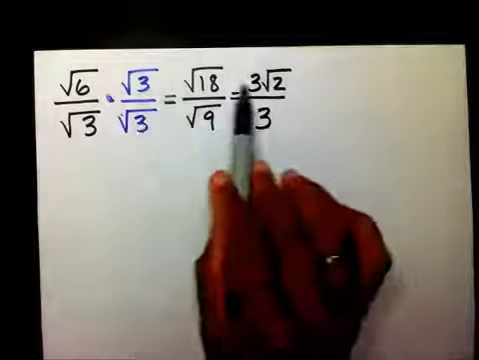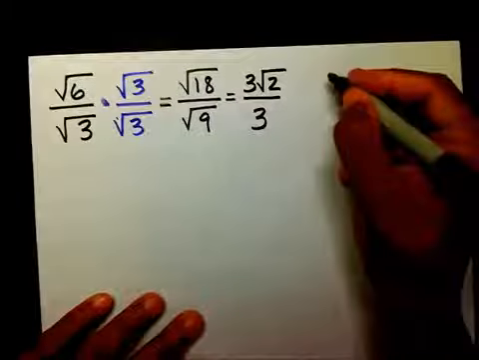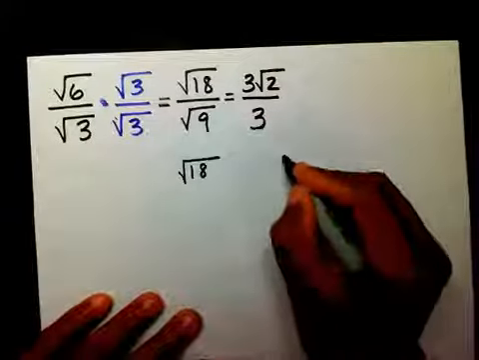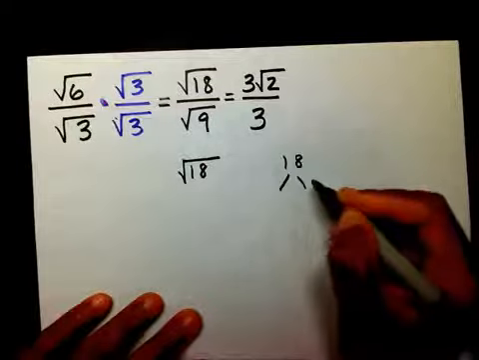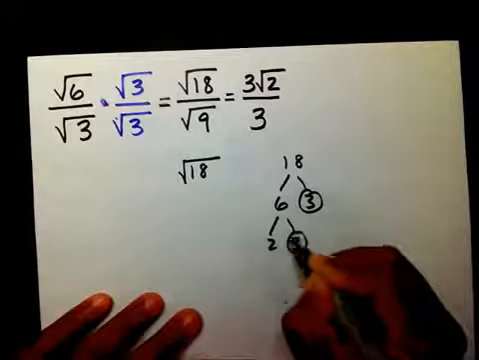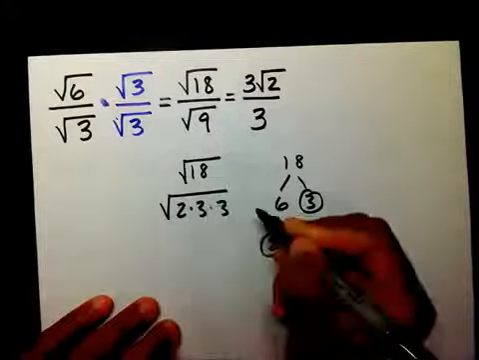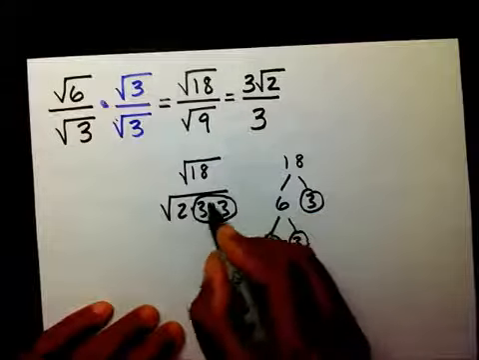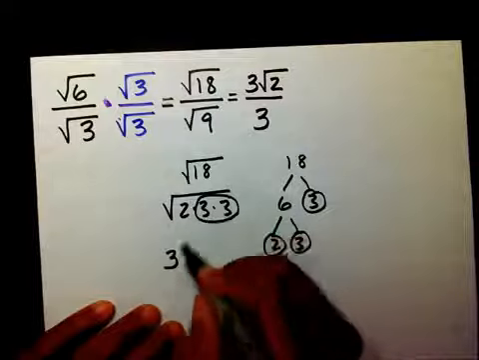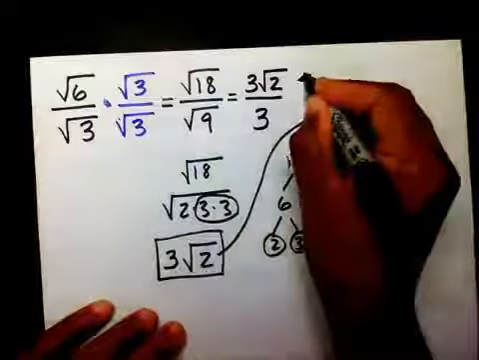Now, if you don't understand how I went from this point to this point, let's just do that process right now. I had radical 18, so I'm going to make a factor tree for 18: 6 and 3, 2 and 3. So my prime factorization is 2 times 3 times 3. 3 times 3 is 9. We said 9 is a perfect square. So radical 9 is 3, giving you 3 radical 2. So this is how you got that.